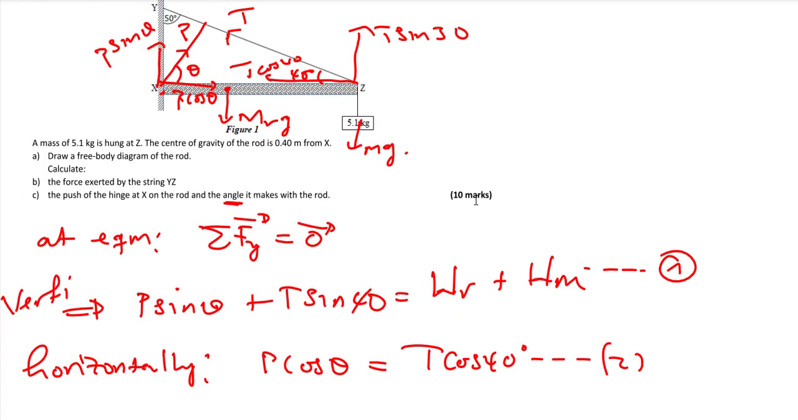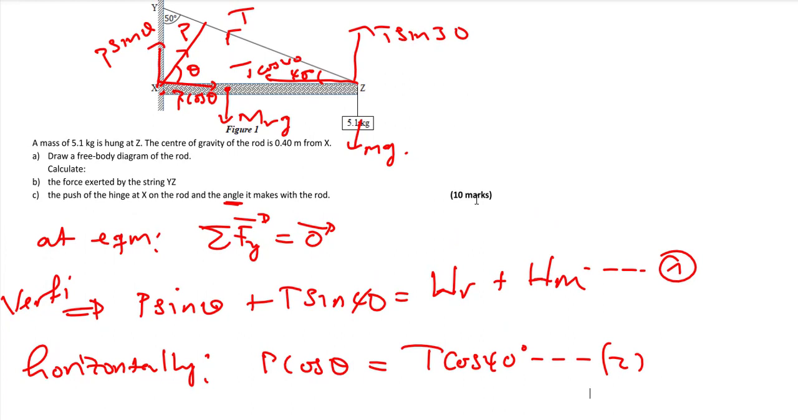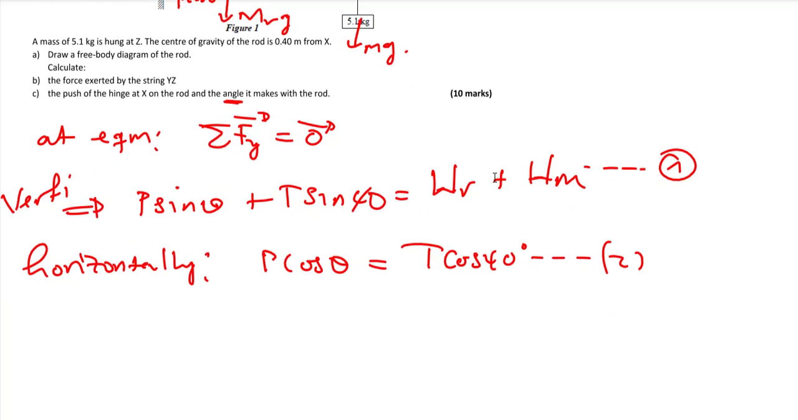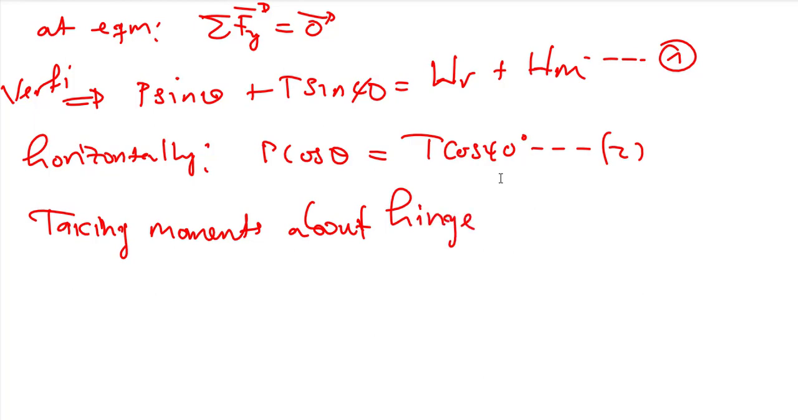Next, what do we have? We need again an equation so that we can eliminate things fast. Since we have a hinge, we can apply the principle of moments. So I'm going to take moments about my hinge, at x. Taking moments about the hinge at x, what do we have?